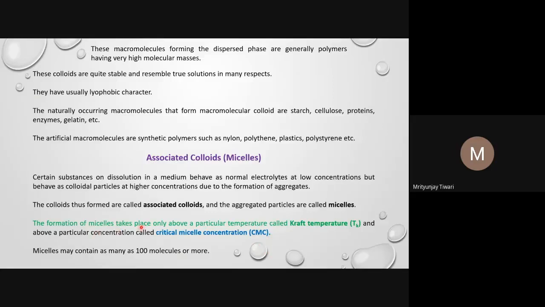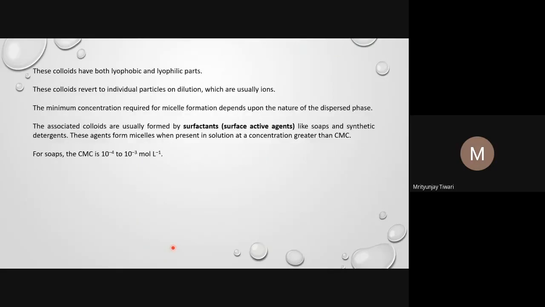So the formation of micelle takes place only above a particular temperature, called the Kraft temperature, and above a particular concentration, called critical micelle concentration, or CMC in short. Micelles may contain as many as 100 molecules or even more. So each micelle, which is actually an associated colloid, may contain 100 molecules or even more than that.